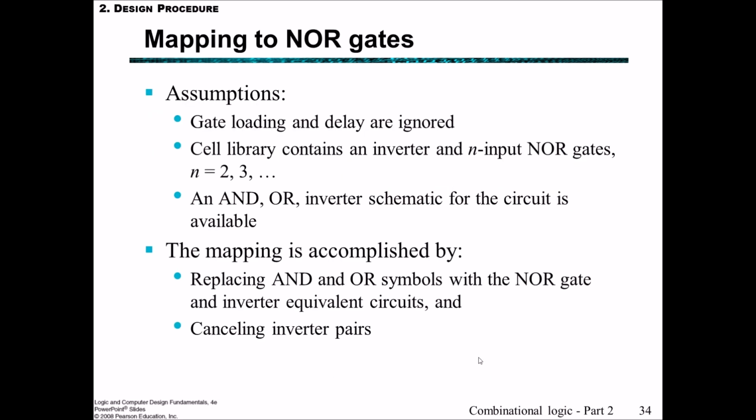If we had to map to NOR gates, we have to assume once again that the gate loading and delays are ignored. We have to assume also that the cell library contains an inverter and n-input NOR gates with 2 or 3 or more inputs, as well as the AND or inverter schematics for the circuits being available. In a similar way to the NAND gate, the mapping is accomplished by replacing AND and OR symbols with the NOR gate and the inverter equivalent circuits, and then cancelling the inverter pairs.